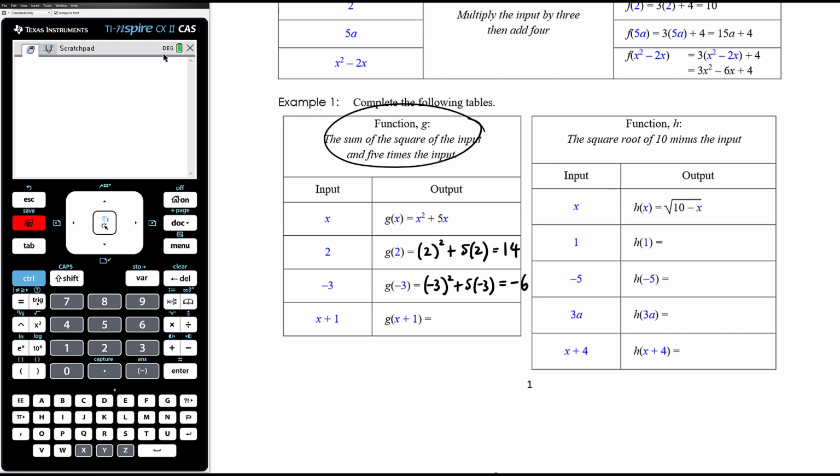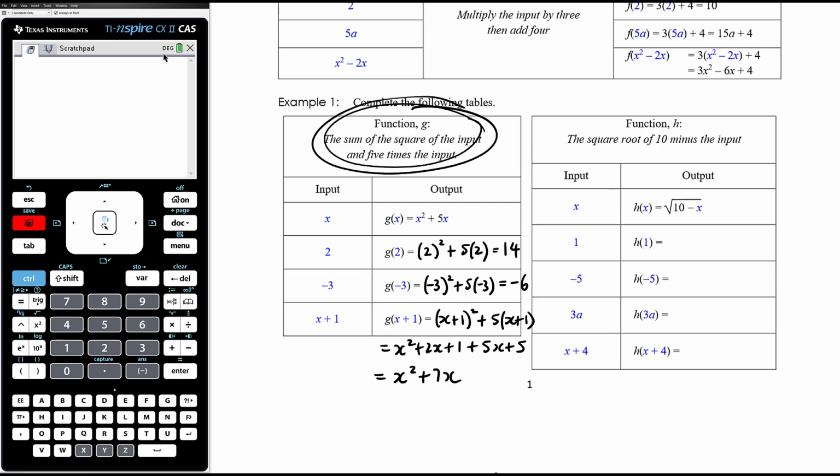If our input is x plus 1, our output is g of x plus 1. We do this function, we take the sum of the square of the input and 5 times the input to the input value of x plus 1. So that means we're going to have x plus 1 all squared plus 5 times x plus 1. And we can tidy that up. x plus 1 all squared is x squared plus 2x plus 1. And expanding out that second bracket is 5x plus 5, and so it's x squared plus 7x plus 6.